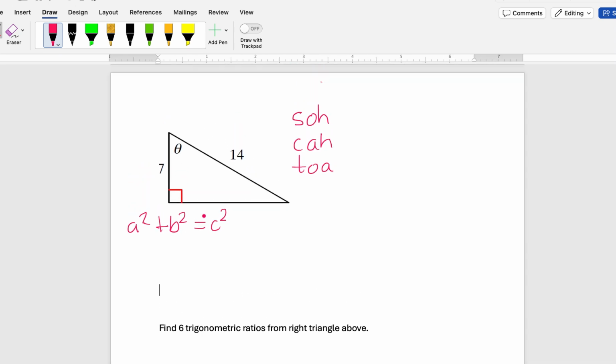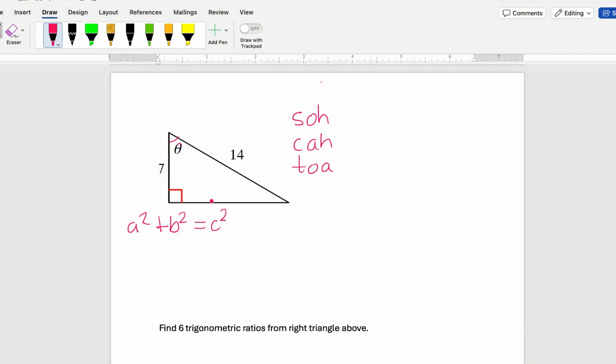Hello everyone, today we are trying to work with the right angle triangle to find the trigonometric ratios. So over here we have a right angle triangle and it has an angle theta. The symbol over here is called theta. It has little curves. It looks like a zero, but it's not zero. It's a Greek letter called theta.